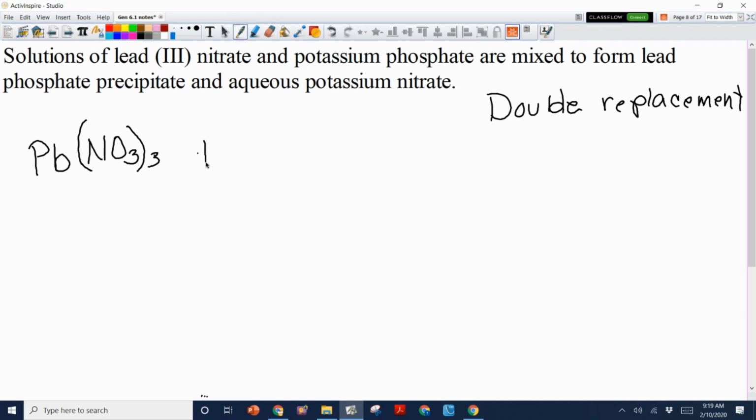Okay, plus potassium phosphate. So potassium is K, phosphate is PO4. Okay, that's another polyatomic ion. Phosphate is PO4. All right, so potassium is a +1. We get that from the periodic table. And phosphate, if we look phosphate up on our polyatomic ion list, we see that it's a -3 charge. So we have to swap and drop. So it's going to be K3PO4 for that.